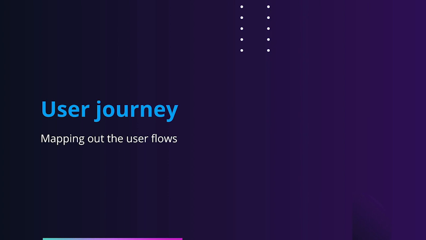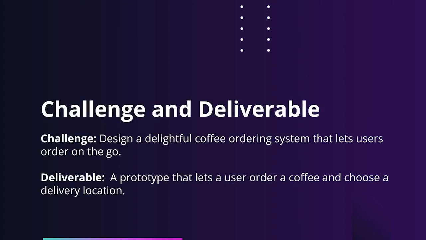So just to recap, what we want to write down is our challenge and our deliverable. If you're following along exactly as I'm doing, then you can write these down or maybe iterate on the challenge and deliverable. If you're actually designing something completely different, that's fine, so long as we're following through the same process. So the challenge is we want to design a delightful coffee ordering system that lets users order on the go. And the deliverable is a prototype that allows users to order coffee and choose a delivery location.